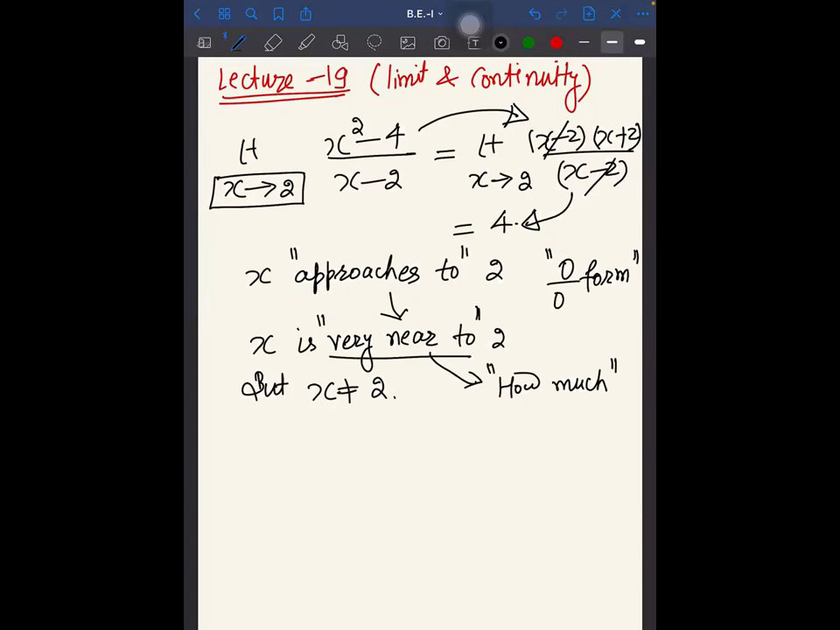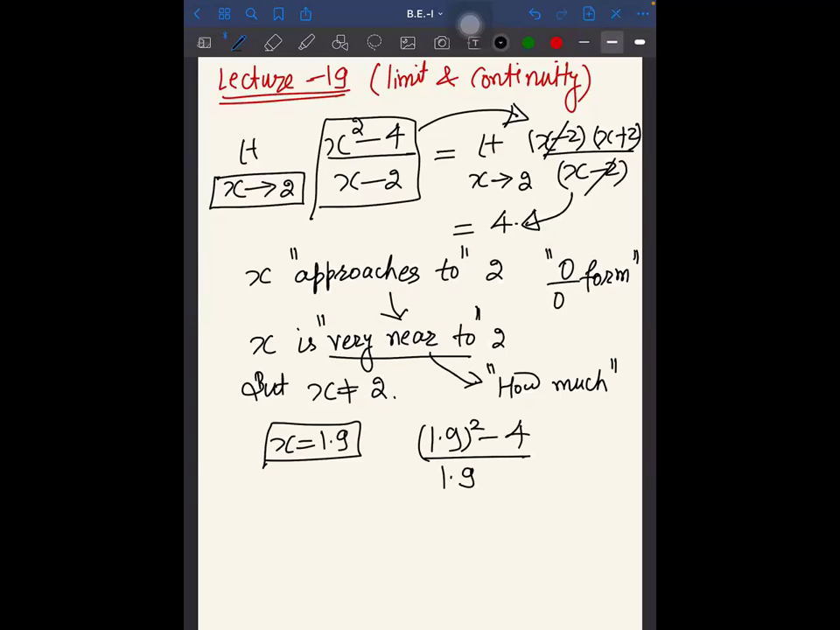So let's say we take an example. If you take X to be 1.9, this function will become 1.9 square minus 4 upon 1.9 minus 2. Right? So this becomes 3.81 minus 4 upon minus 0.1. So that becomes what?